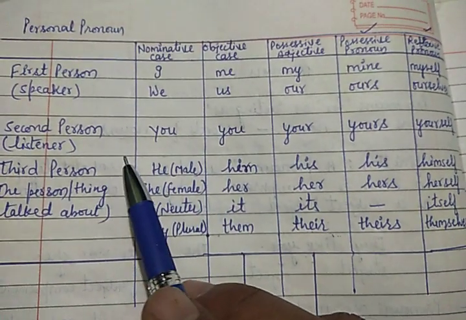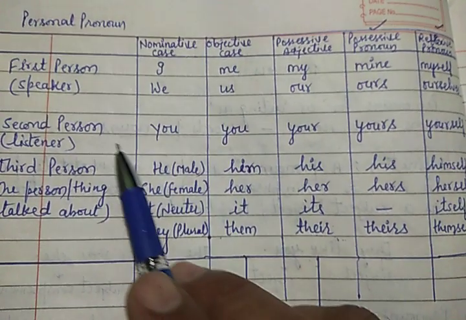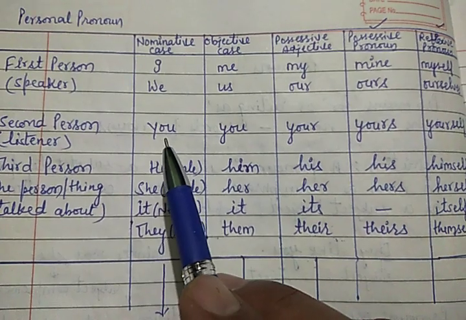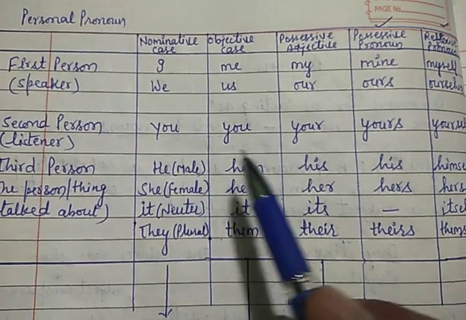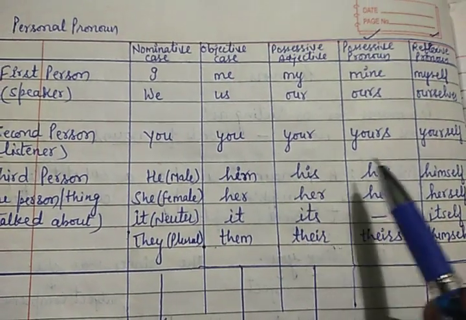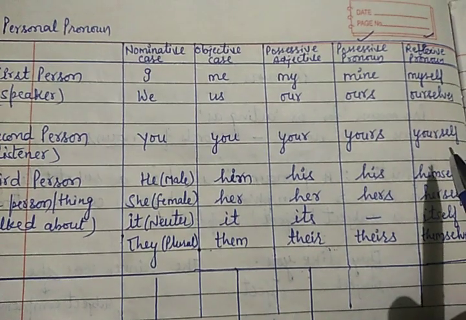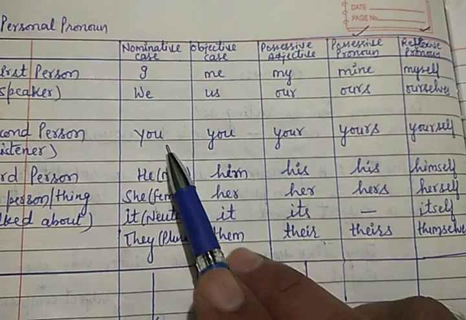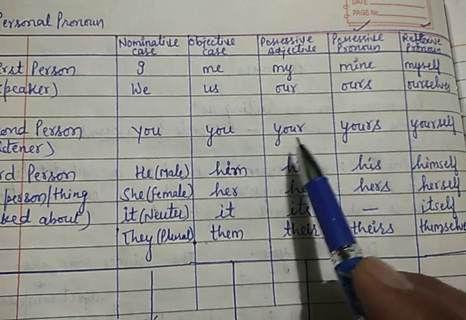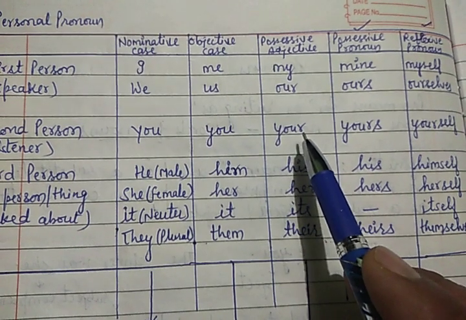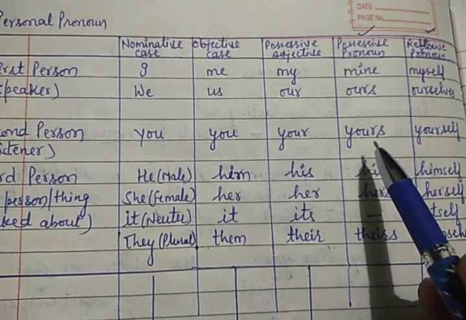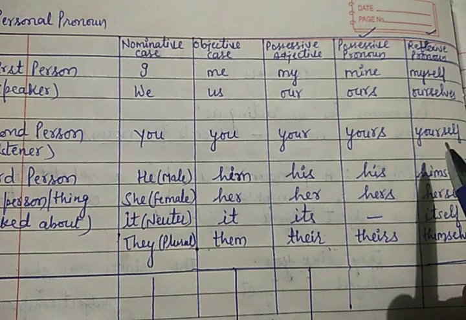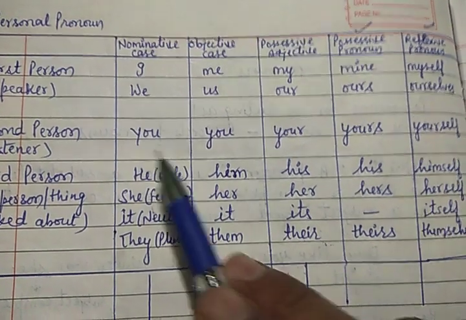Then we have to give a closer look to second person. In this category only you is there: you, your, yours, and yourself. It is for subject, it is for object, it will take a noun after this, and it will not take a noun, and it will be used when the subject is you.